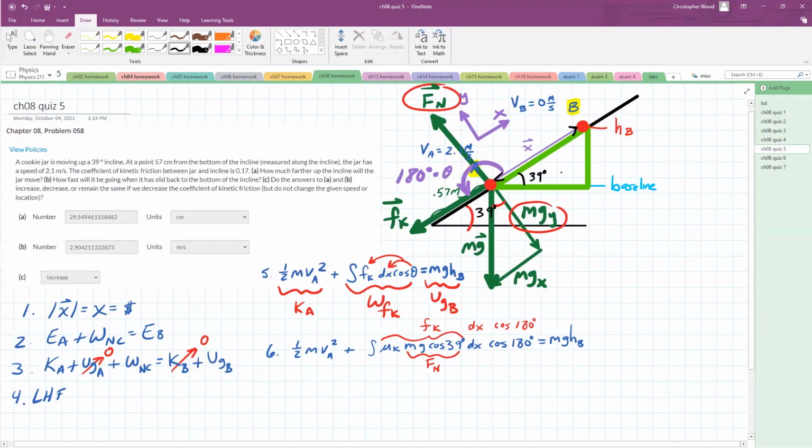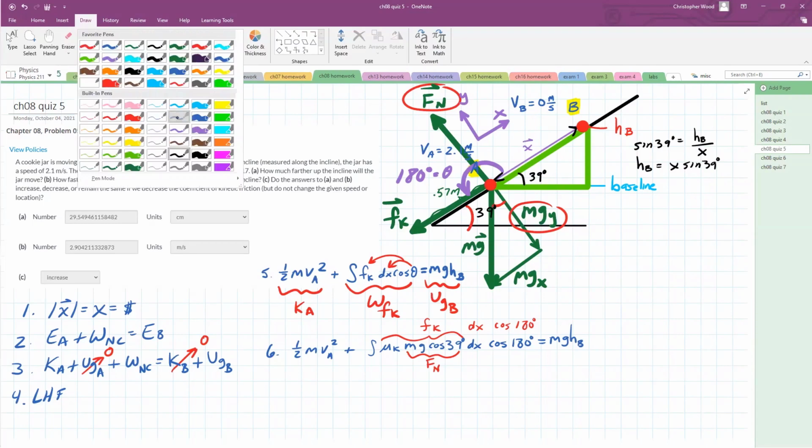That's X. All right. So if I do trigonometry, I'm going to say sine of that 39 degree angle equals side opposite over hypotenuse. And that hypotenuse is X. That's my dollar sign. I don't know what it is. So H subscript B, that height at B, equals X sine 39 degrees. Okay.